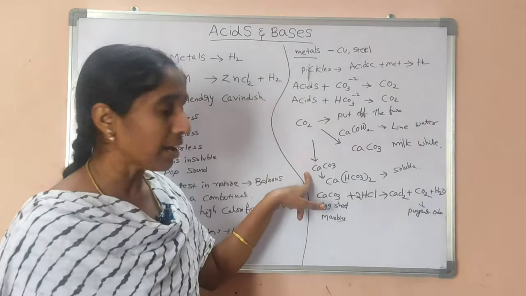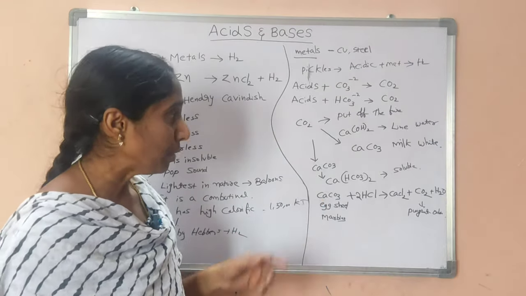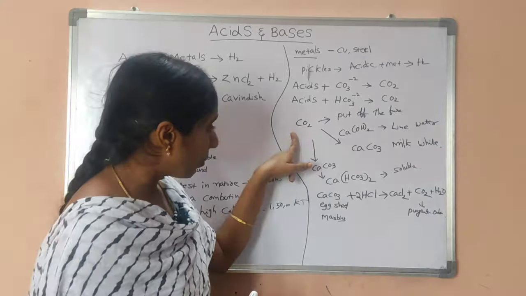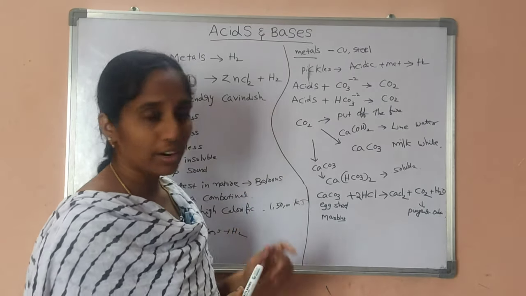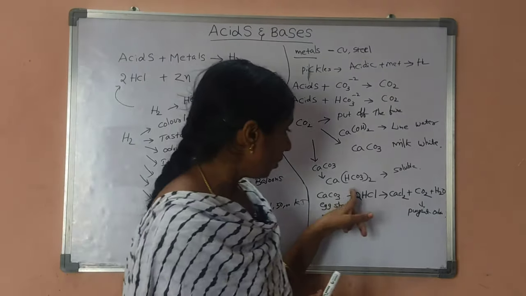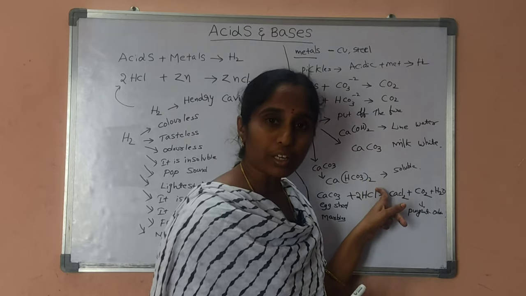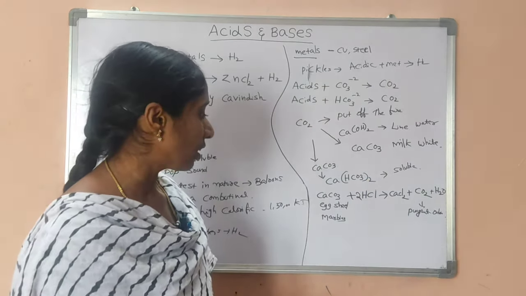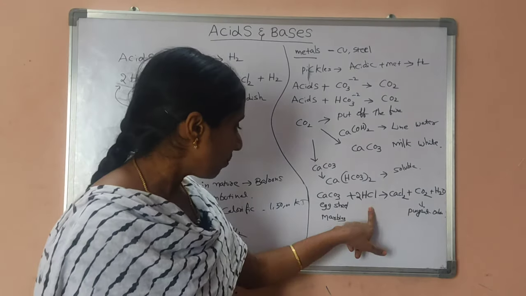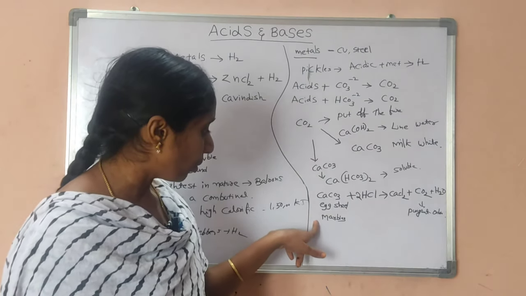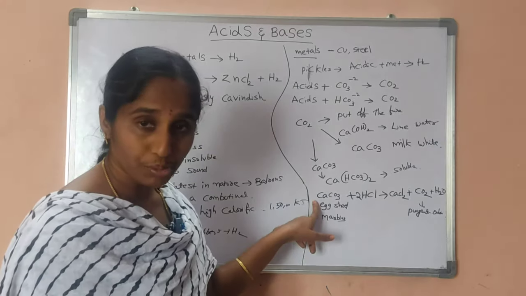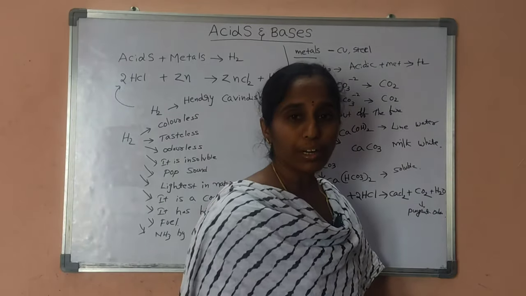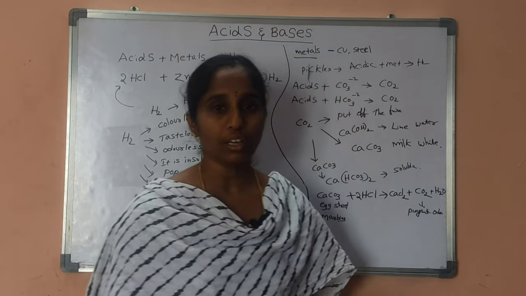First we will get calcium carbonate. It is a milky white color precipitate. When excess of carbon dioxide is passed through the lime water, then we will get calcium bicarbonate. It is not a precipitate, it is soluble in water. Next, acid is poured on the eggshell or marbles, because it has calcium carbonate, we will get the gas carbon dioxide. Okay.